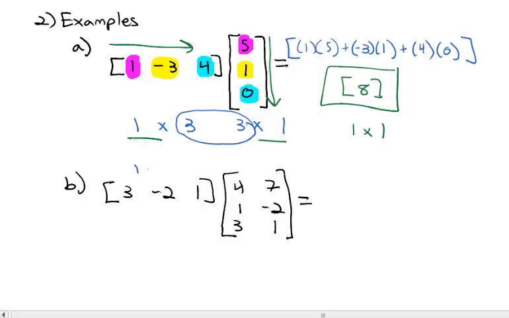And I'm going to do the dimensions up above here so they don't get in the way later. This first one is a 1 by 3, 1 row, 3 columns. The second one is a 3 by 2, 3 rows, 2 columns. Again, notice the center numbers match. The outside numbers are the dimensions of my solution. My solution is going to have 1 row, 2 columns. It's a 1 by 2 matrix.